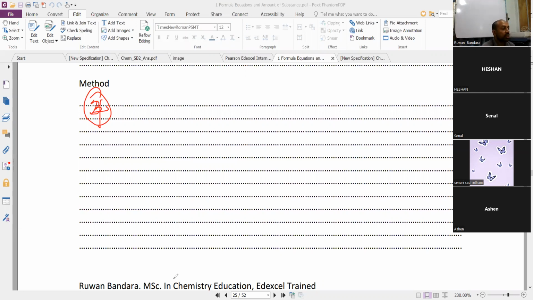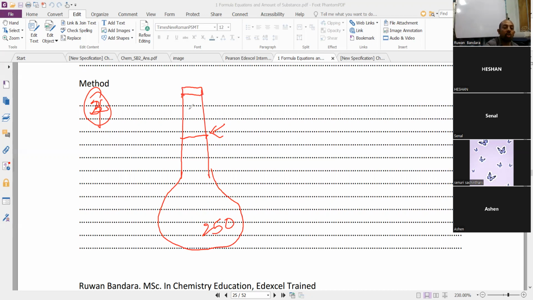What is that? No, not this one. Let me show the volumetric flask. A volumetric flask is something like this. There is a small mark here, and this mark is 250. This is the graduation mark. Fill it until 250.